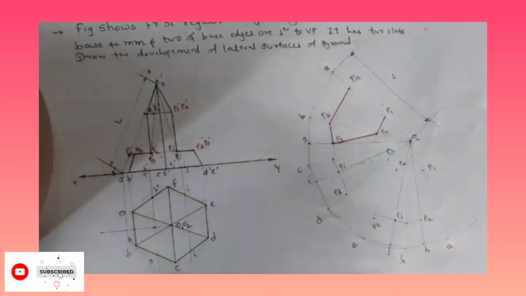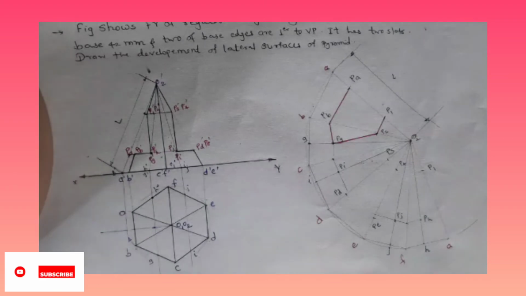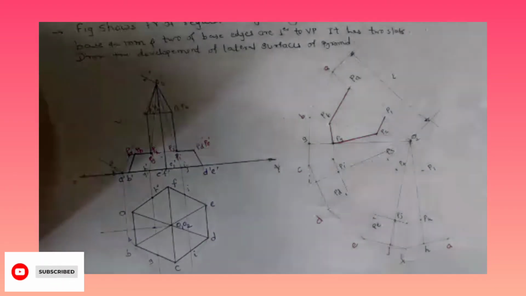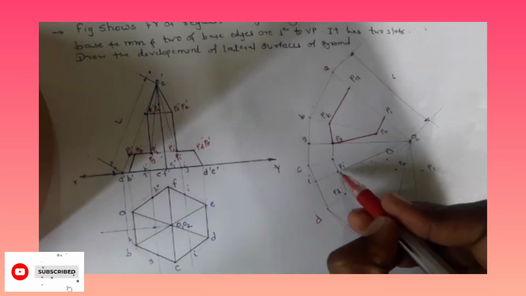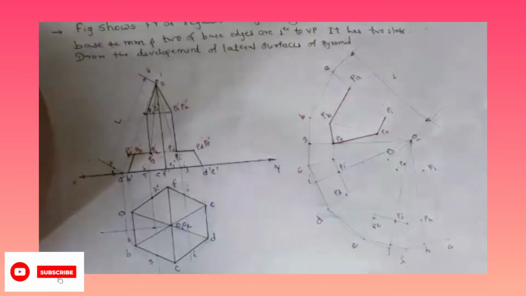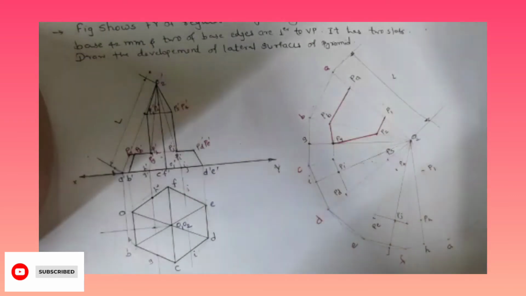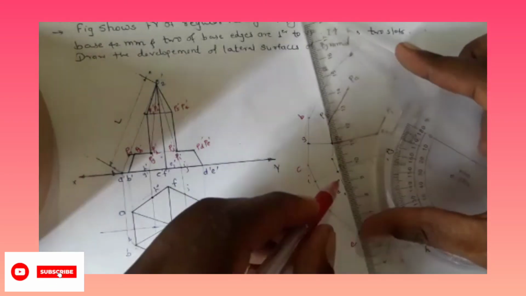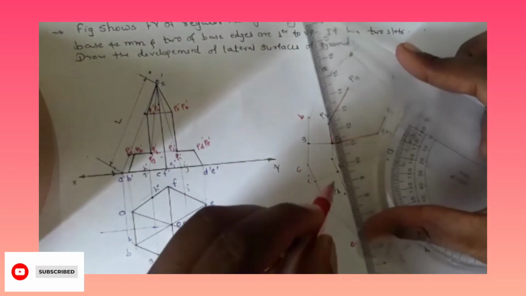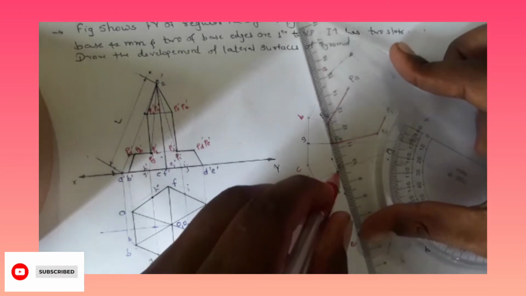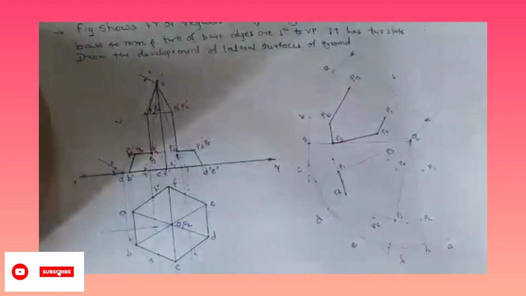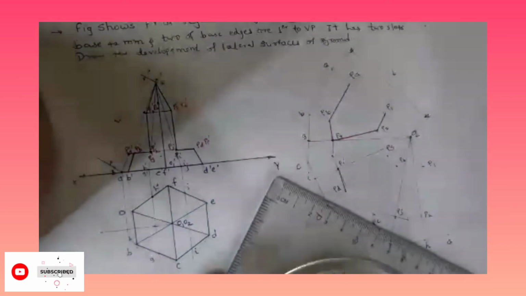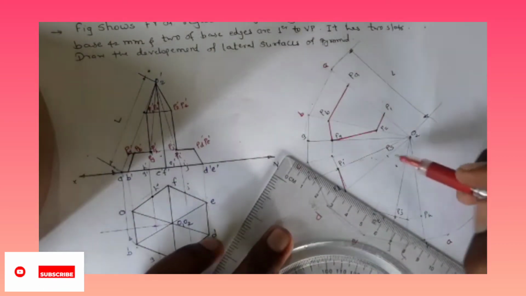Okay, then next, so through this P1, so we have to join, sorry, not P1, PI to PD, then PD to PE.